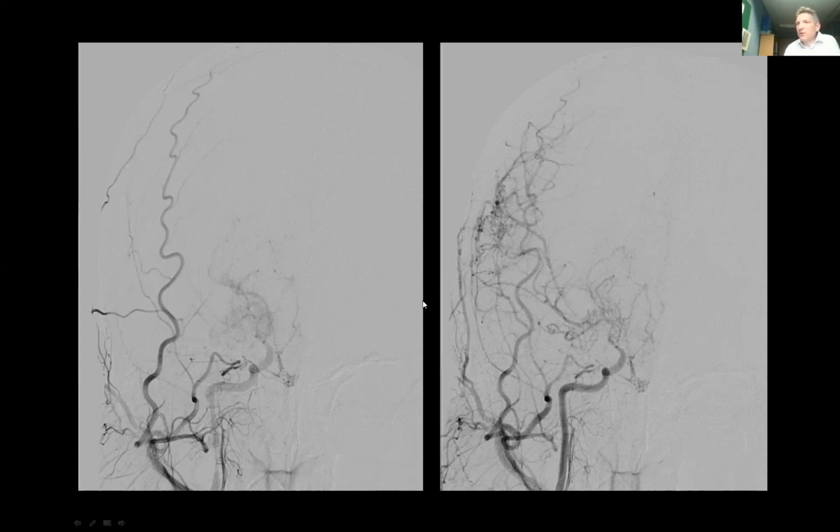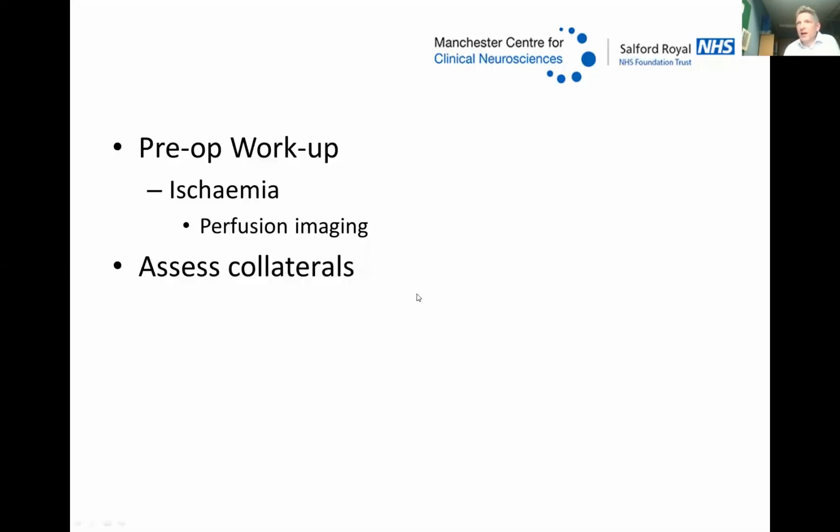So in terms of working up for this, there's a few things you can do. So one, which we talked about, is if we think there's ischemia, you can look at perfusion imaging, and there's a variety of different ways that you can do that, and we'll come back to that. And the other thing is looking at collaterals. What you don't want to do is cause harm by disrupting collaterals that are already there. And as I say, the brain is very good at developing collaterals.